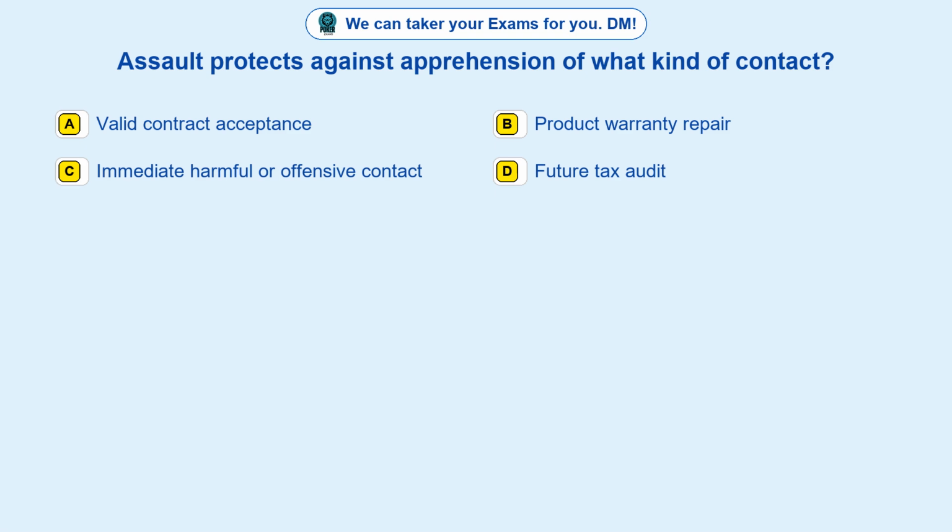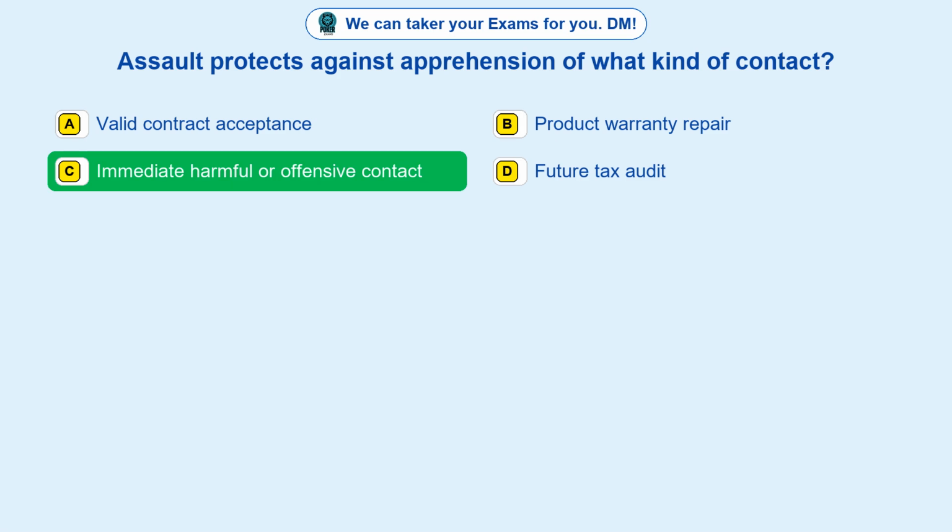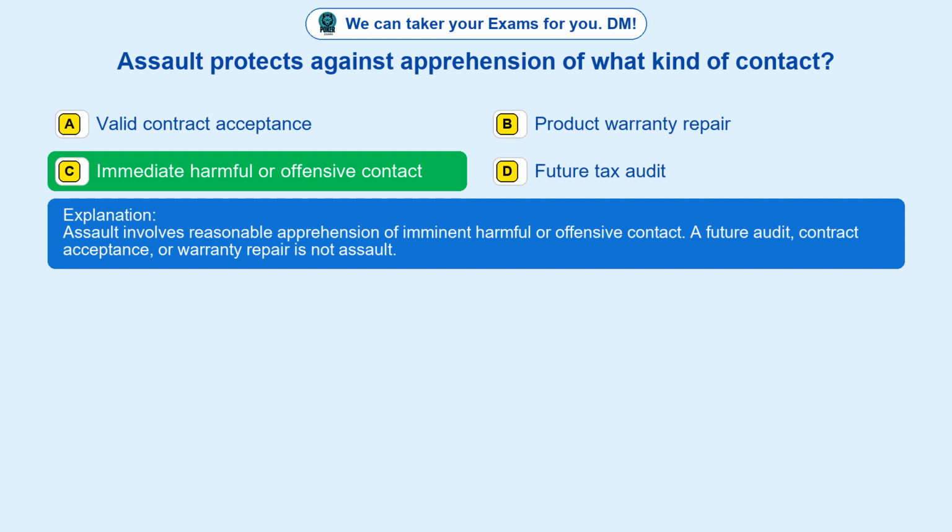Question 55. Assault protects against apprehension of what kind of contact? Option A, valid contract acceptance. Option B, product warranty repair. Option C, immediate harmful or offensive contact. Option D, future tax audit. The correct answer is option C. Immediate harmful or offensive contact. Assault involves reasonable apprehension of imminent harmful or offensive contact. A future audit, contract acceptance, or warranty repair is not assault.